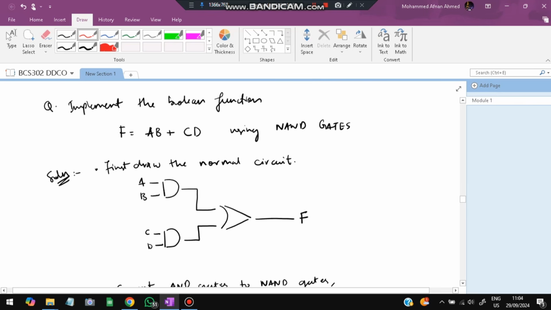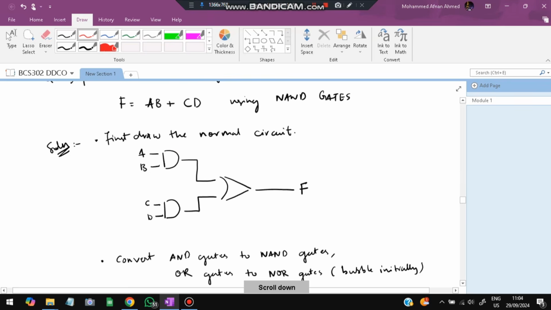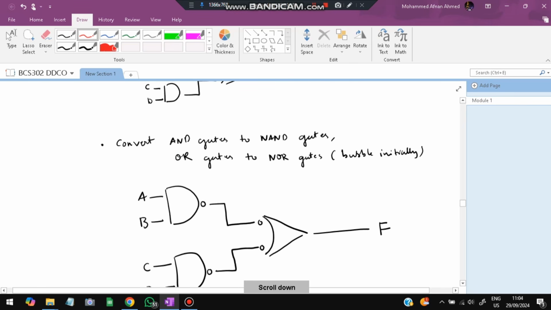Okay, what's the next step? Since we have to use only NAND gates, and this is not a NAND gate, and this is also not a NAND gate, you have to convert this into NAND gates. For converting, we will not directly convert. First we'll convert into NAND and NOR gates. We have to convert all the AND gates into NAND gates, and all the OR gates into NOR gates.